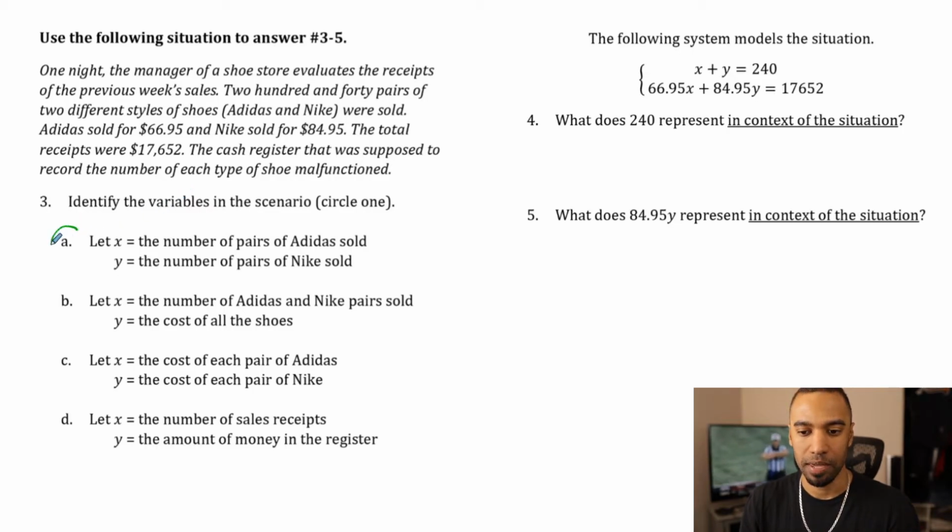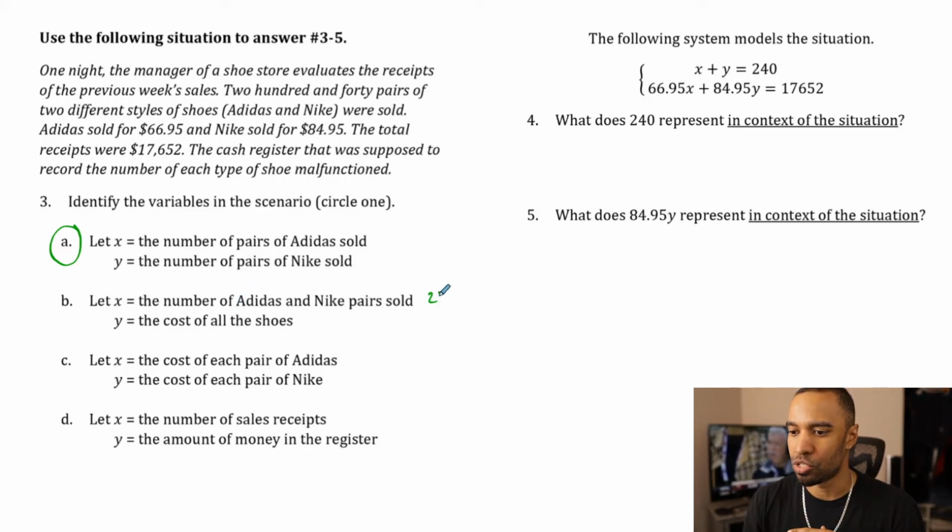So I'm going to say it could be A. It probably is A. In fact, I kind of know that it's A. But let's move on to the others to make sure that we aren't incorrect on the other ones. The number of Adidas and Nike pairs sold and the cost of all the shoes. See, we know these bits of information.